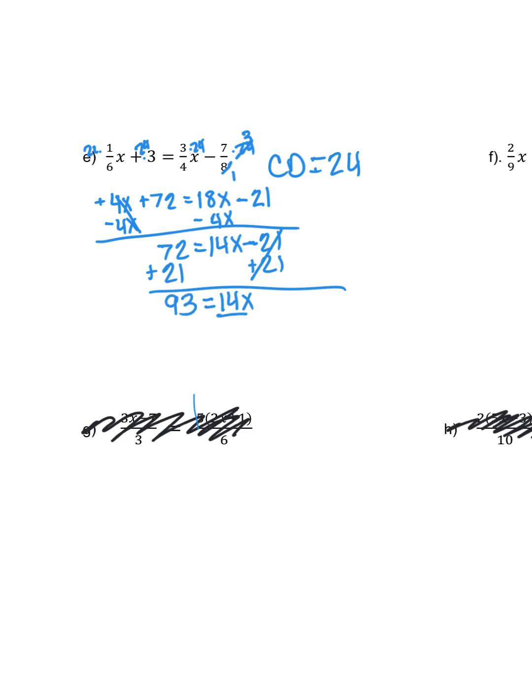Let's get rid of that 14 because remember our goal is to isolate x. Those 14s cancel out and we are left with x equals 93 over 14.